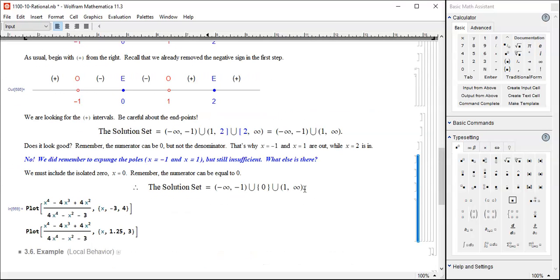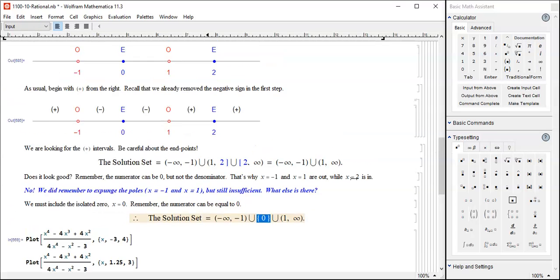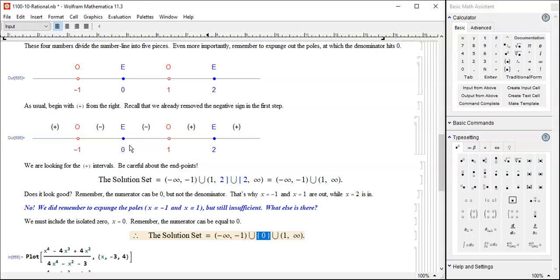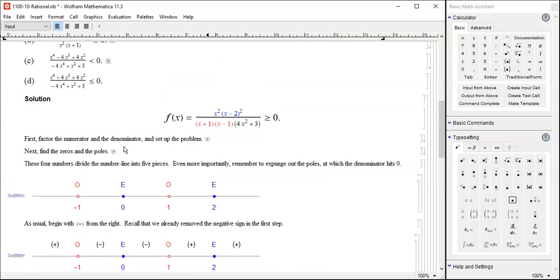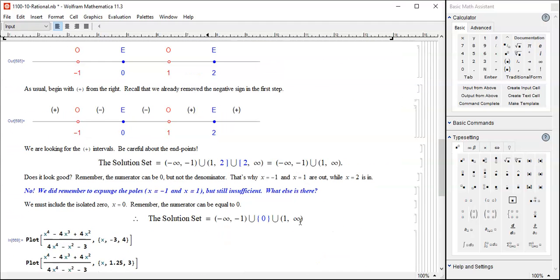Here is the solution set. There you go. X equal to 0, this one is also part of the solution set. It's not part of any interval, but the function value is equal to 0 here, and equal to 0 is okay because this is semi-inequality. So the correct solution set includes this 0 as well. Same as this, same as that, okay, but one more.